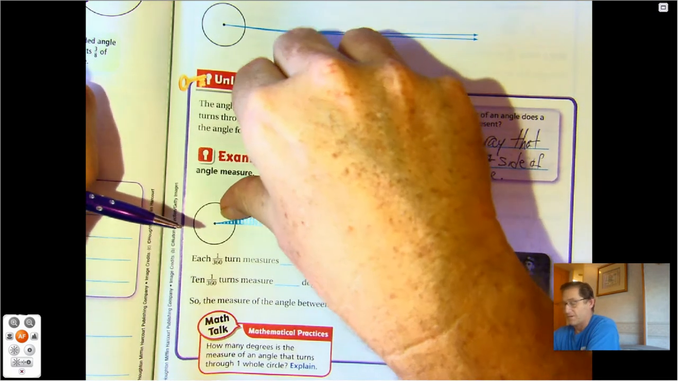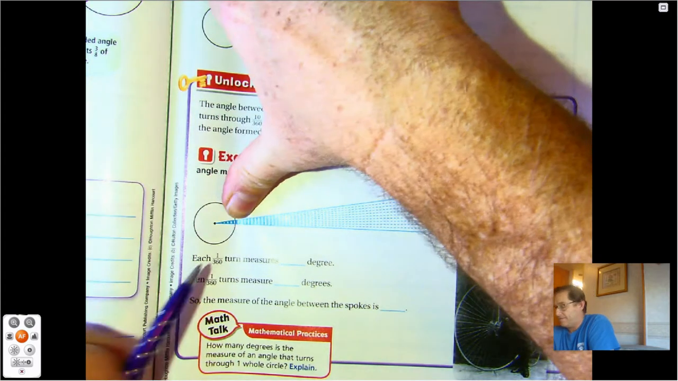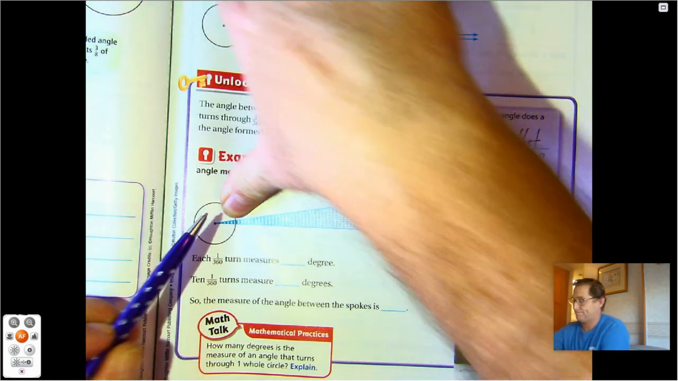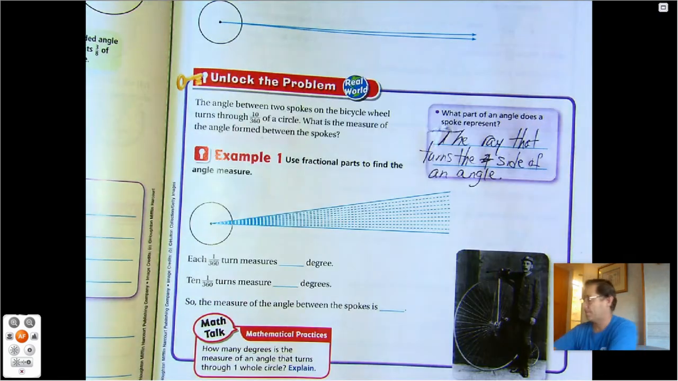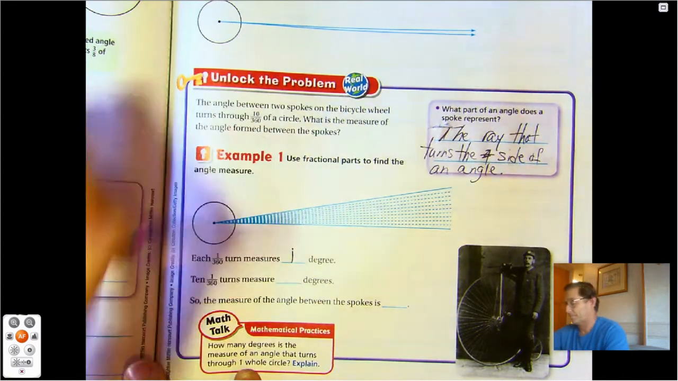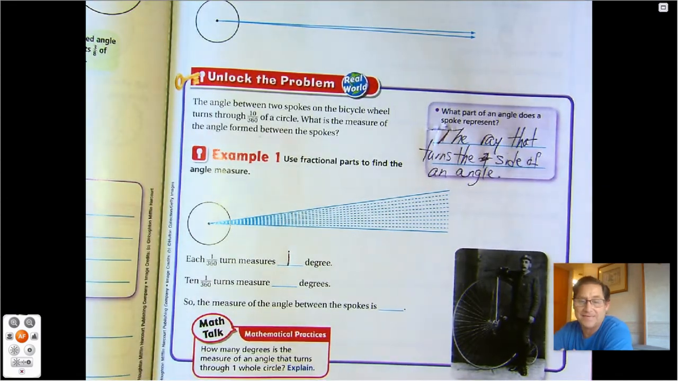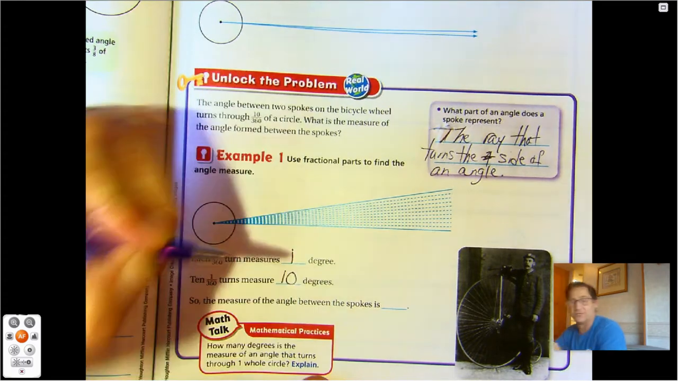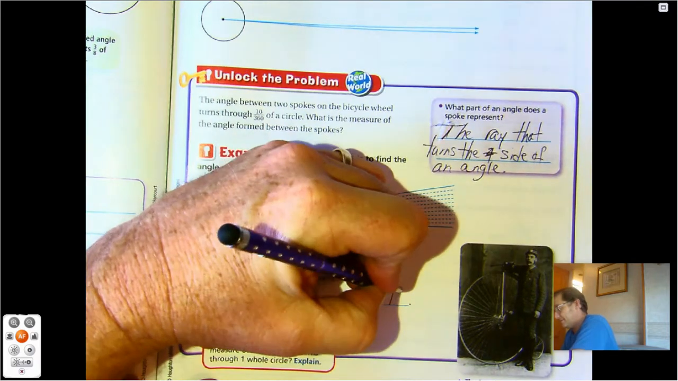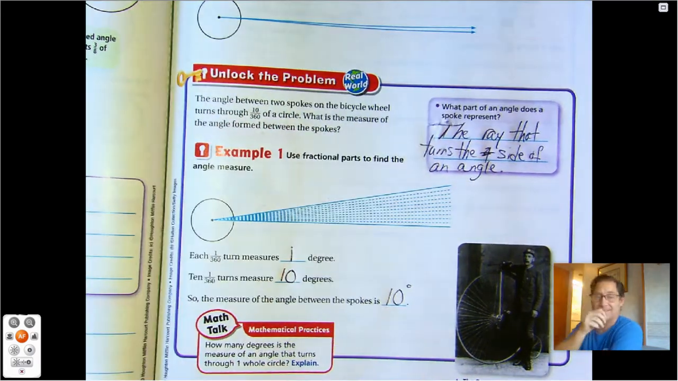If this was your starting point, this would be the ray that's turning around the circle. And the other one would be at 0. All right, so each 1/360th turn measures 1 degree. If you have 10 1/360th turns, that would measure 10 degrees. So the measure between the spokes is 10 degrees.